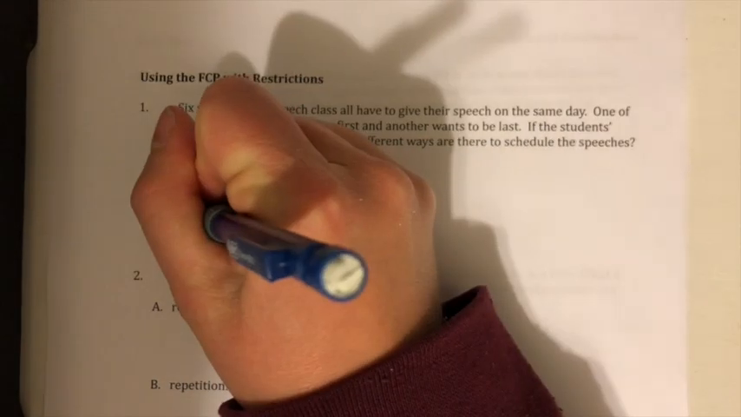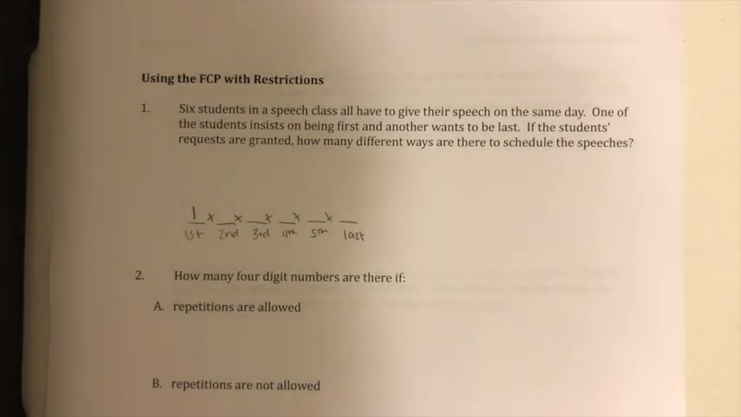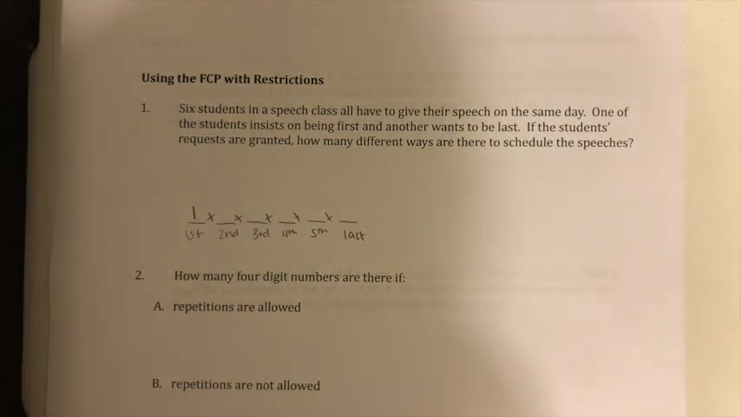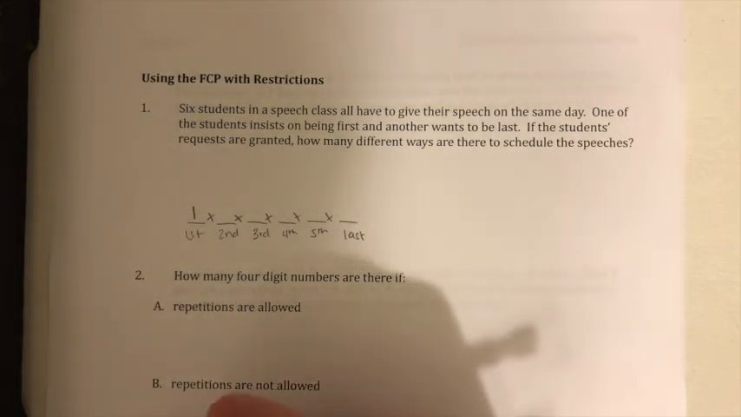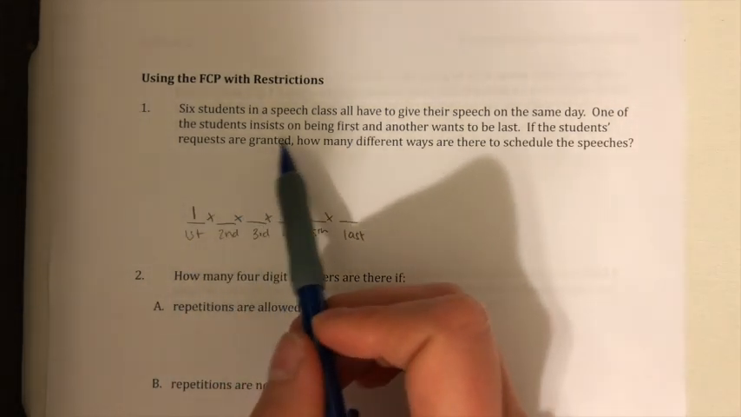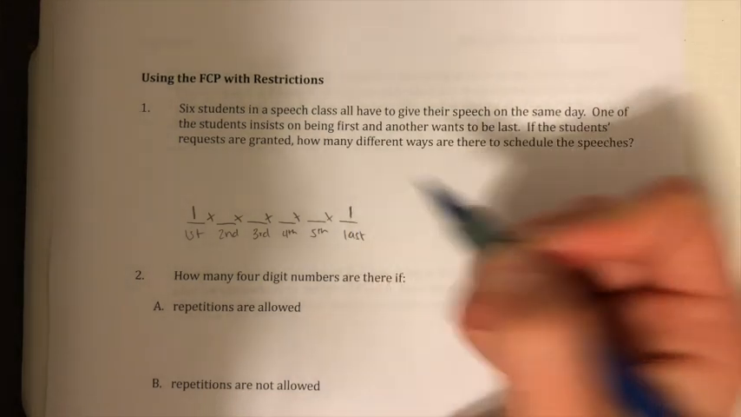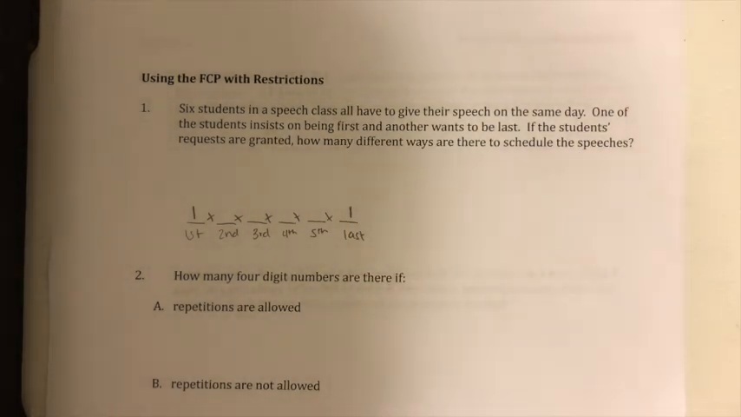So that means that there's only one option for that first student, right? They get that spot, because it said if their requests are granted, so they get that spot. There's only one option for the number of students who can go there. It's the student who wants to go first. Then if another one wants to go last, again, there's only one option for who gets to go last.